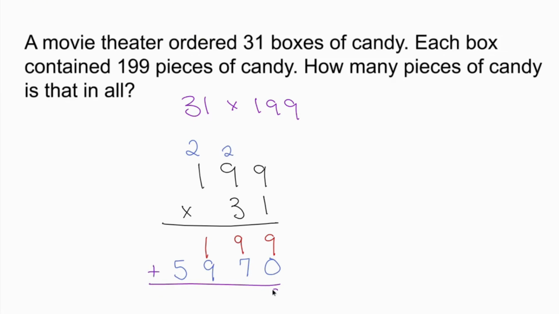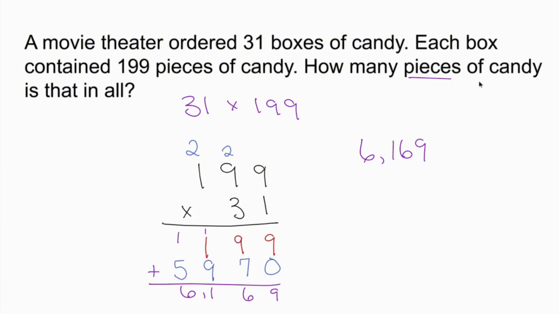Now we add these numbers up together. 9 plus 0 is 9. 9 plus 7 is 16. Write out your 6. Carry the 1. 1 plus 1 is 2. 2 plus 9 is 11. Write out your 1. Carry over a 1. And 1 plus 5 is 6. So the number we get is 6,169.